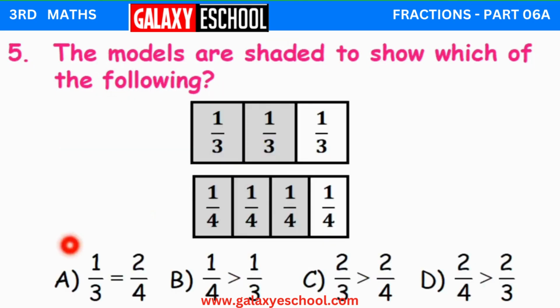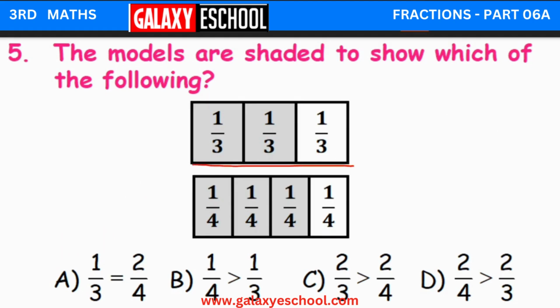Understood? Next, the models are shaded to show which of the following. 1 by 3 is, see, you can see that the box is divided into 3 parts here, and here it is divided into 4 parts, 1 by 4. So from this what can we say? Is 1 by 3 equal to 2 by 4? This is 1 by 3. And what is 2 by 4? 1 by 4 plus 1 by 4 is equal to 2 by 4. Are these two equal? No. So option A is wrong.